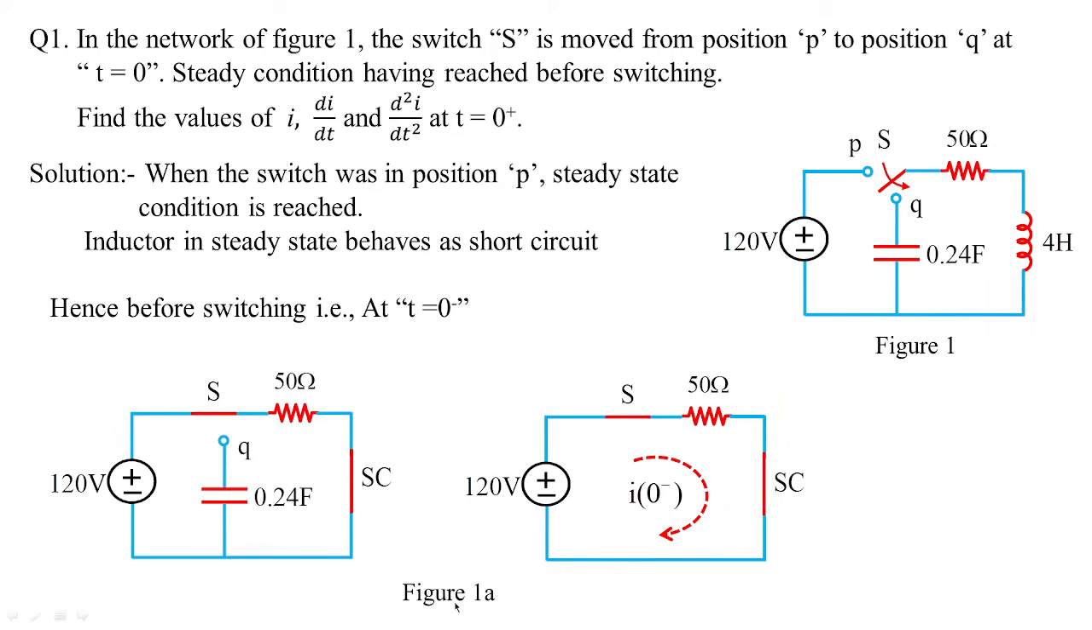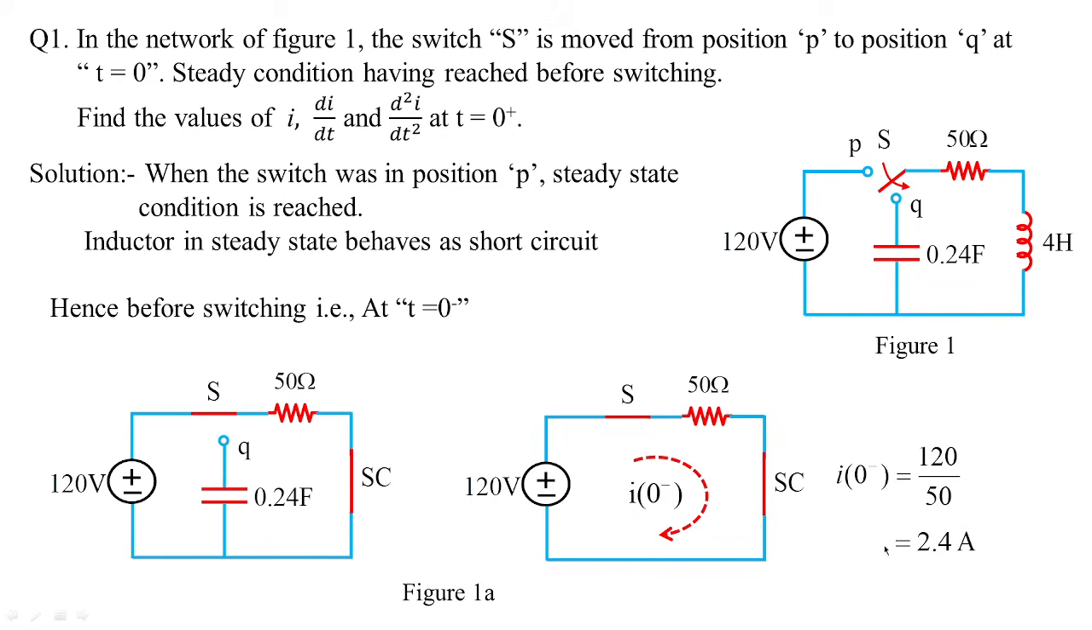We are treating this circuit as figure 1a, where 120 volts is connected to 50 ohms. Now it's a closed circuit, and I want to know the value of current, that is i(0 minus), the current before switching. Apply KVL to this loop, and we get minus 120 plus 50 i(0 minus) equal to 0, which gives i(0 minus) equal to 120 by 50, which becomes 12 by 5, whose value is 2.4 amperes.